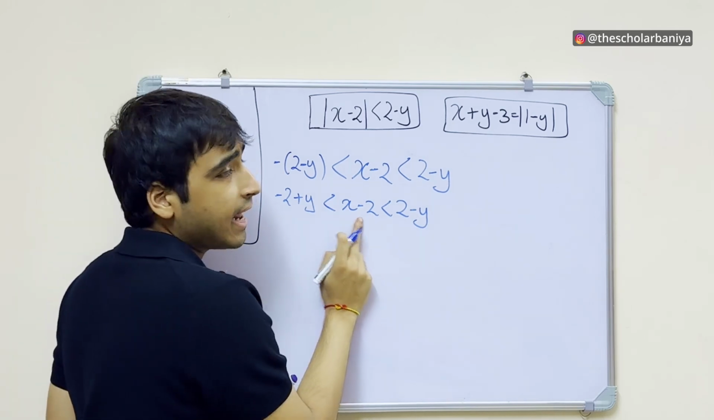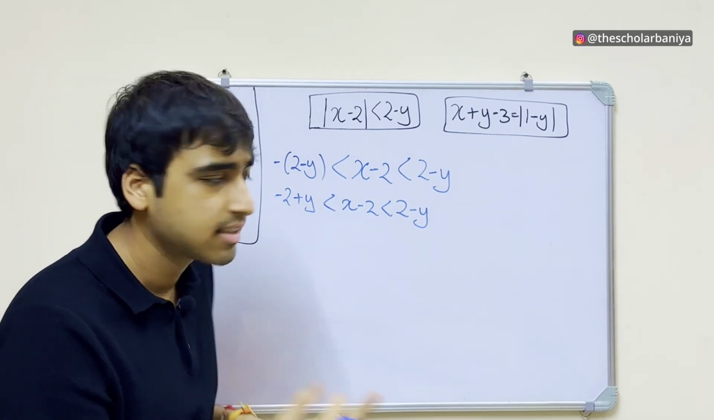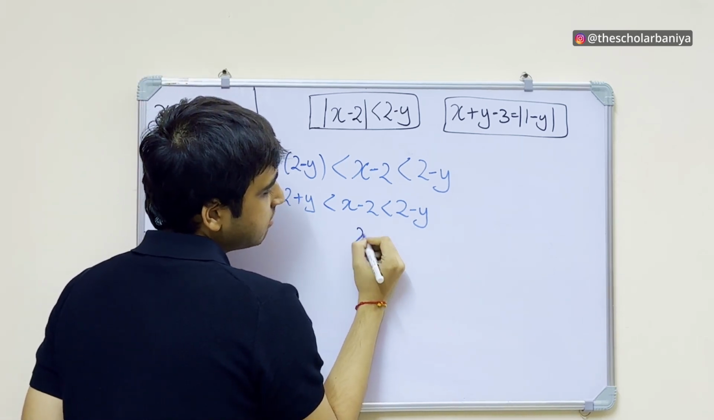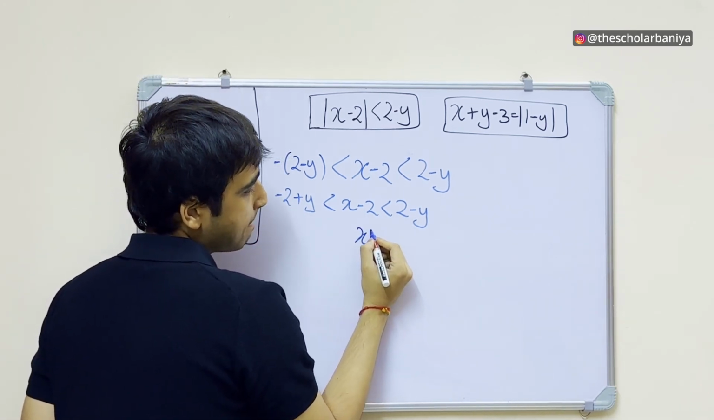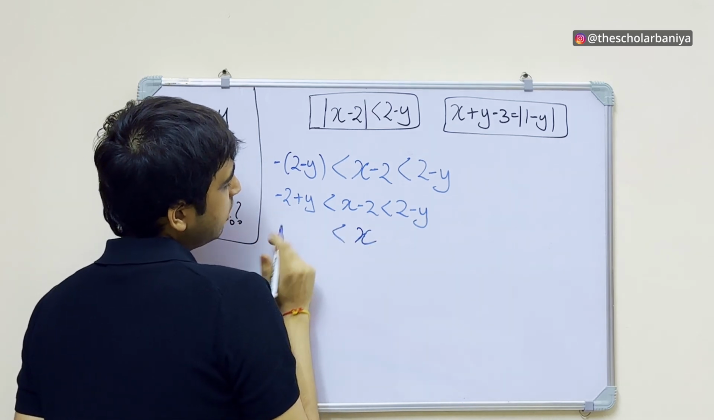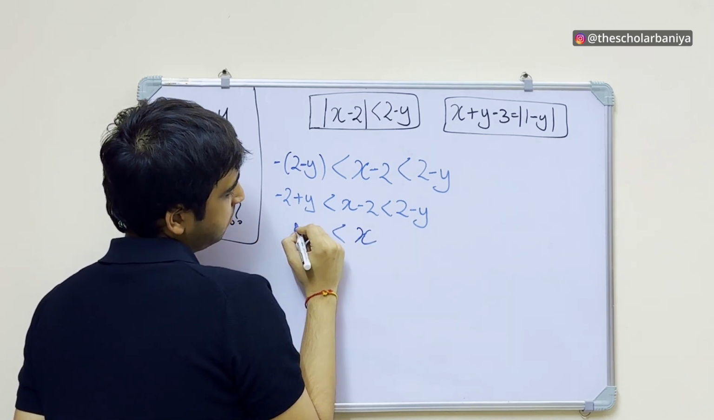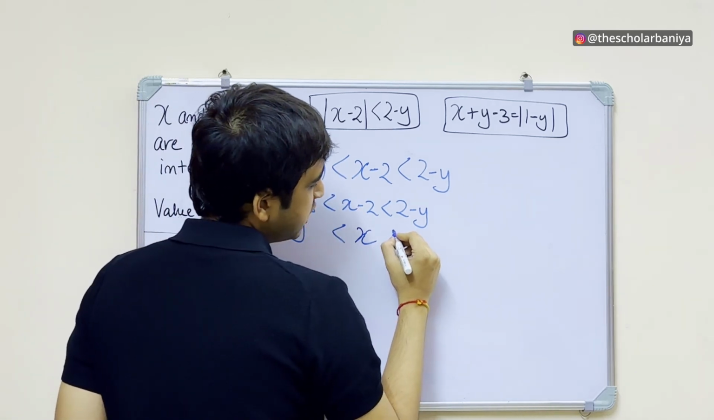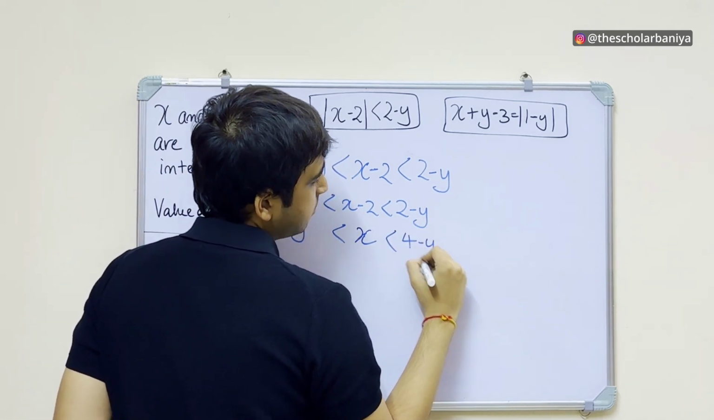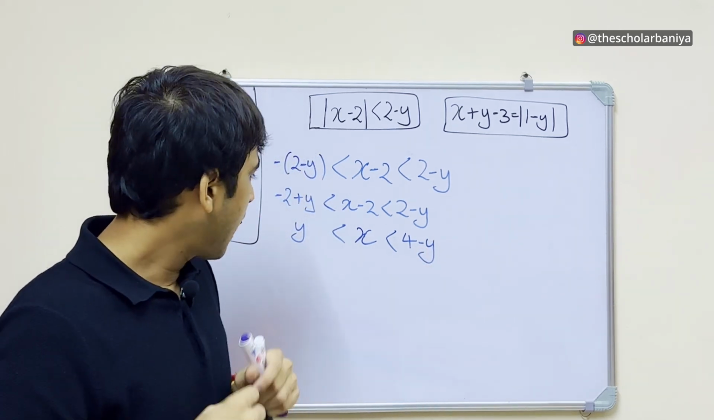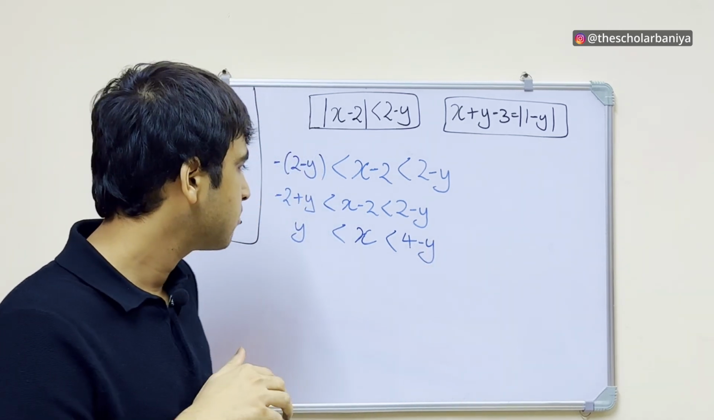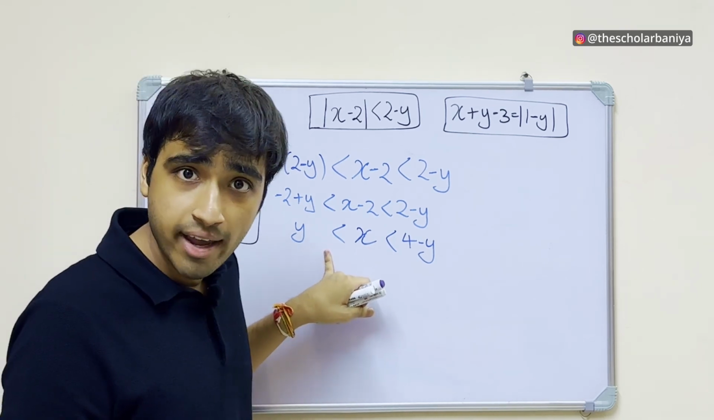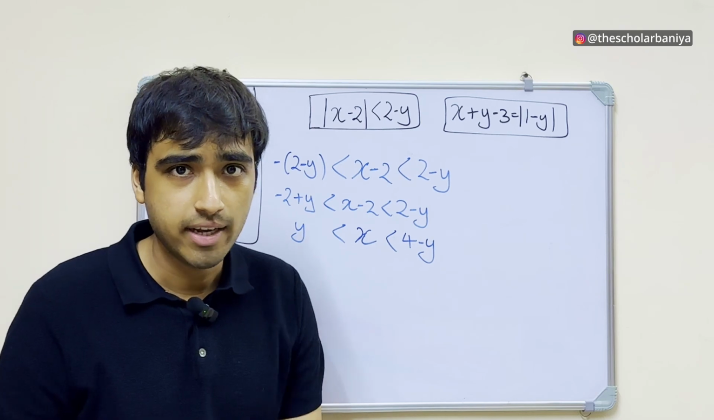Now, I want x over here, right? We want to know the value of x. So I add 2 on all the sides. If I add 2 on all the sides, this will become x, because minus 2 plus 2 will cancel, right? This will become y, because minus 2 plus 2 will cancel. And this will become 4 minus y. I hope this should be fine, right? That means the value of x is greater than y and less than 4 minus y, right?